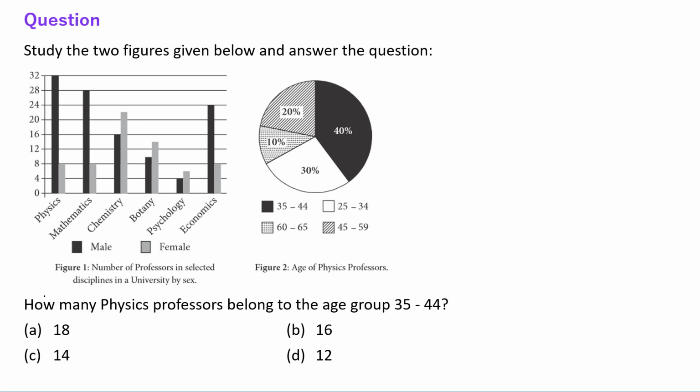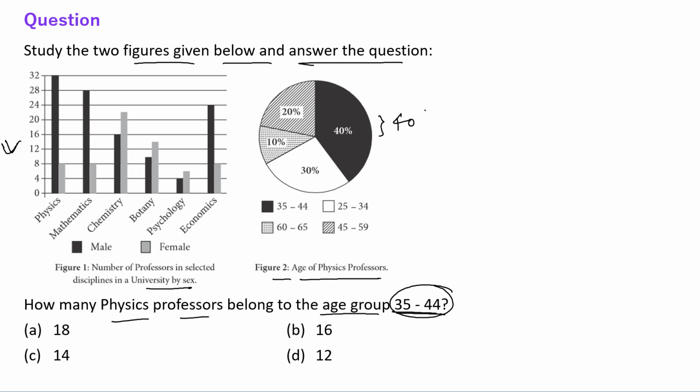Okay, next question is based on a pie chart, right? Question says study the 2 figures given below and answer the questions. Okay, the first is the bar graph. Here figure 1, the number of professors in selected disciplines in a university by gender, and figure 2, age of physics professors. All right, how many physics professors belong to the age group 35 to 44? 35 to 44, the black one, this is 40%, right?